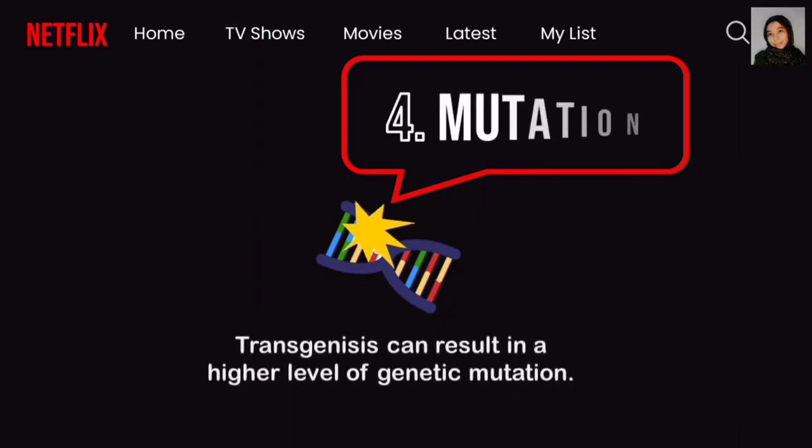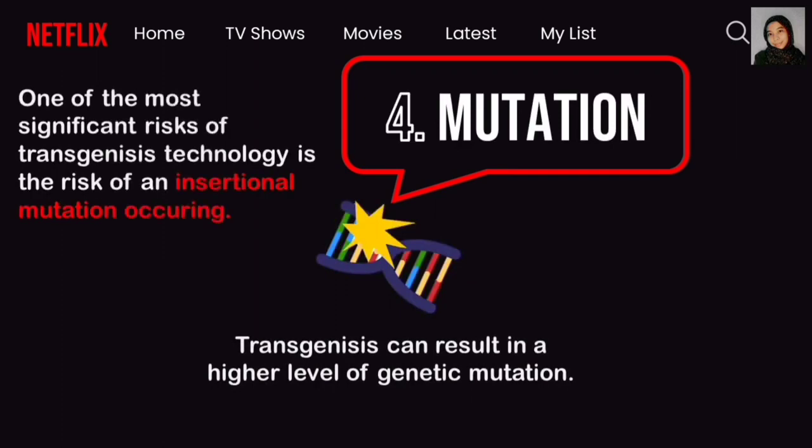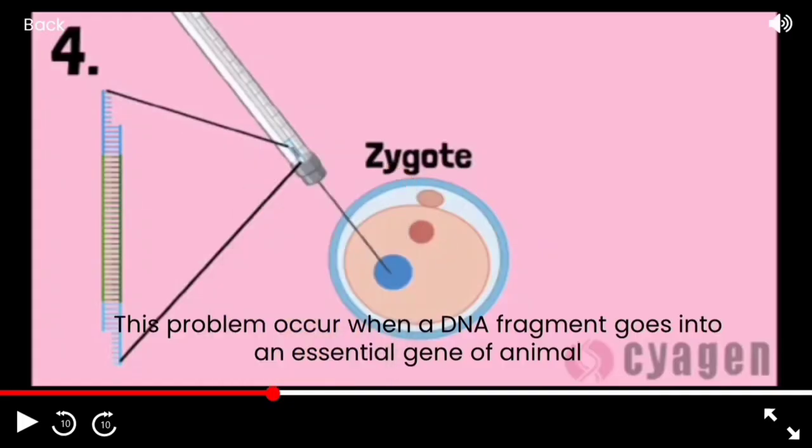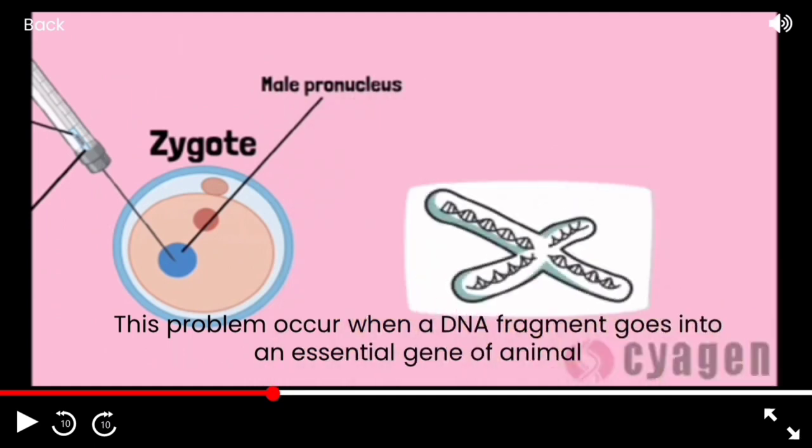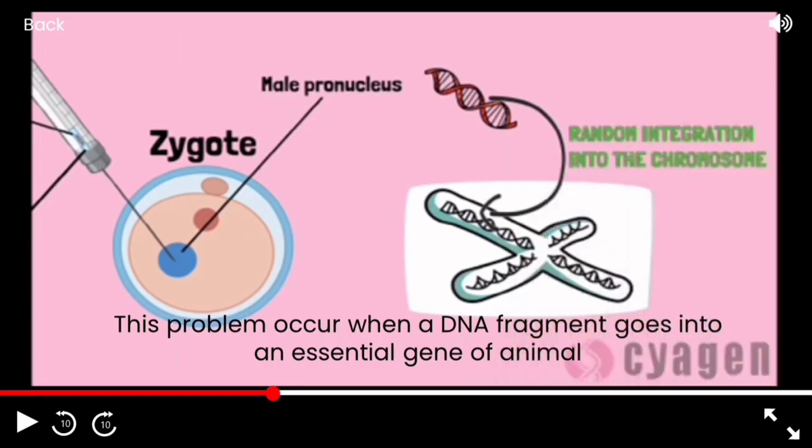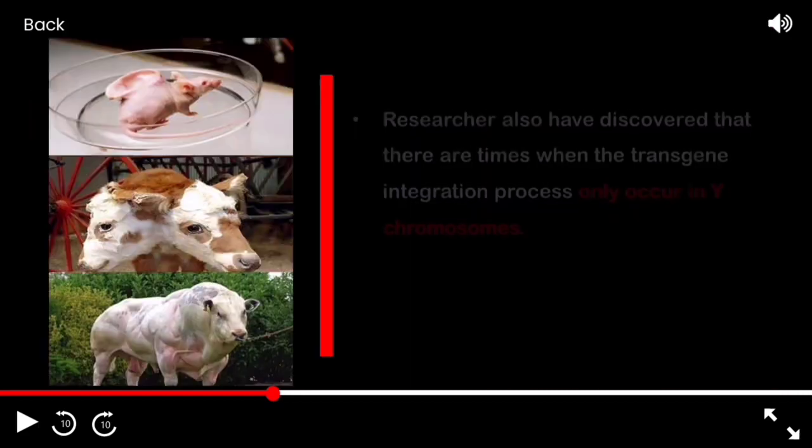Lastly, transgenesis can result in a higher level of genetic mutation. One of the most significant risks of transgenesis technology is the risk of an insertional mutation occurring. This problem occurs when a DNA fragment goes into an essential gene of the animal. It can disrupt numerous biological processes.